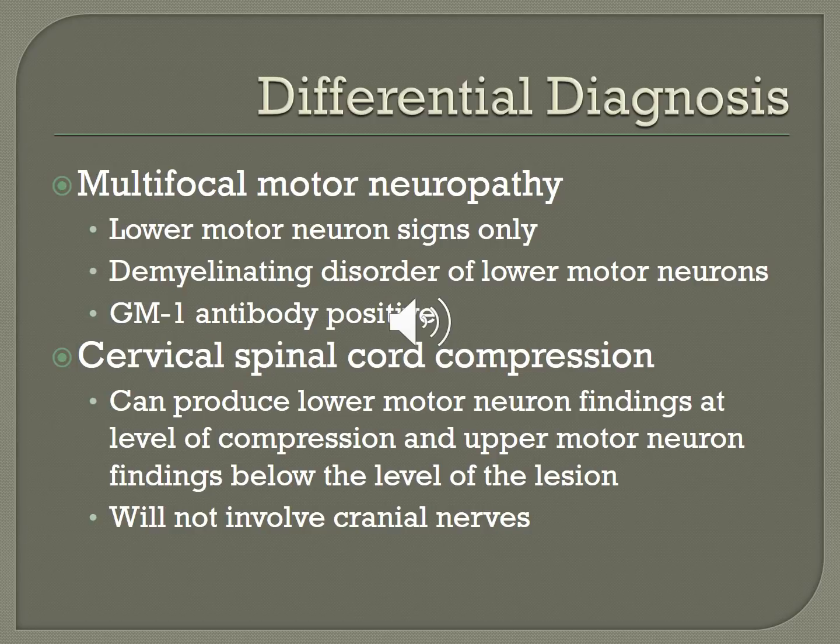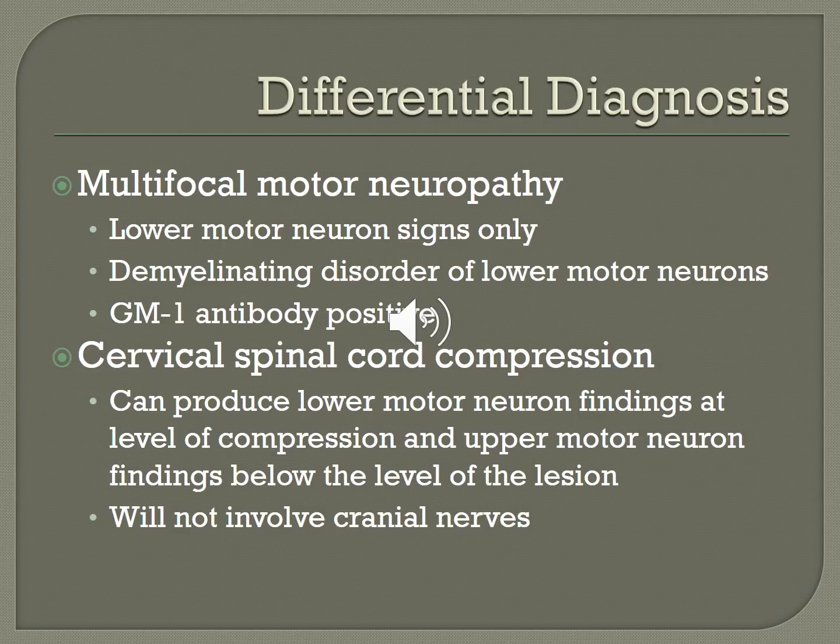It's not just involving one specific segment of the spinal cord or one specific peripheral nerve. So this is a demyelinating disorder as well. So you can tell the difference between this and ALS using a nerve conduction study. And these patients will also be GM1 antibody positive, so it can be treated with autoimmune therapies.